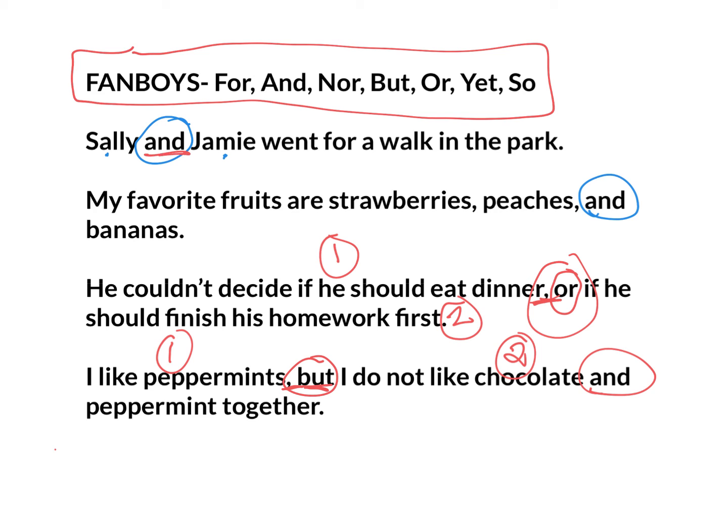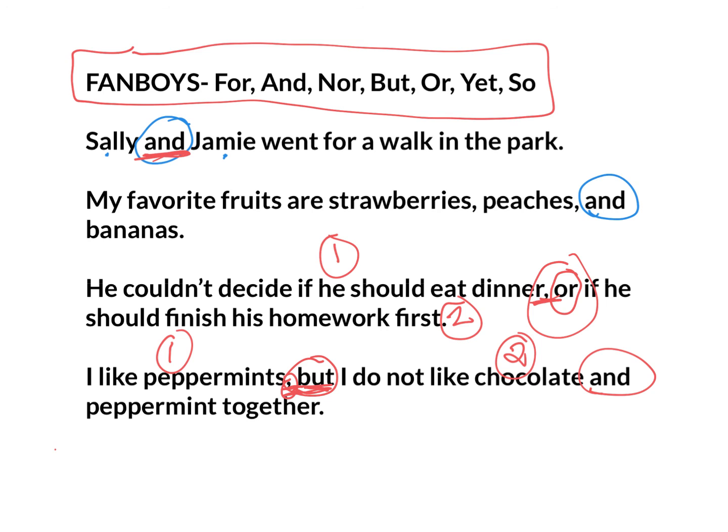When you're just connecting 2 words, you don't need the comma, like Sally and Jamie. But when you have 2 complete sentences and you're using that conjunction, you must have the comma with it as well. And then if you notice, I talked about chocolate and peppermint. There's no comma there. It's just using that conjunction. But conjunctions, you use them all the time because you have to connect things. When you're talking about more than one thing together, we need to connect them, and that's what conjunctions are for.